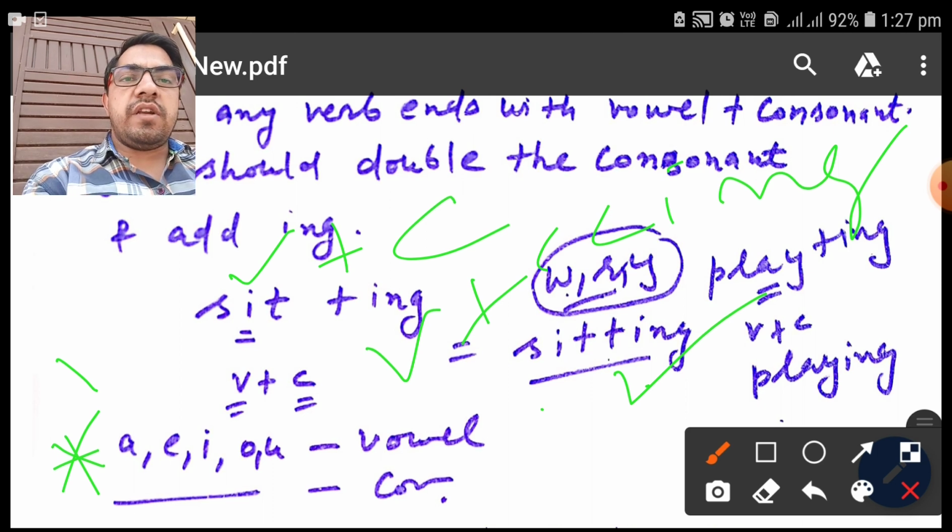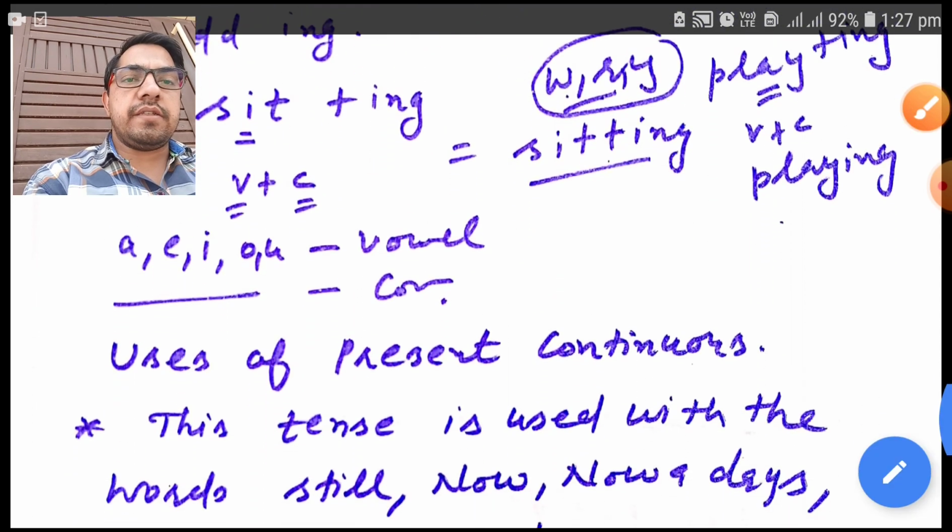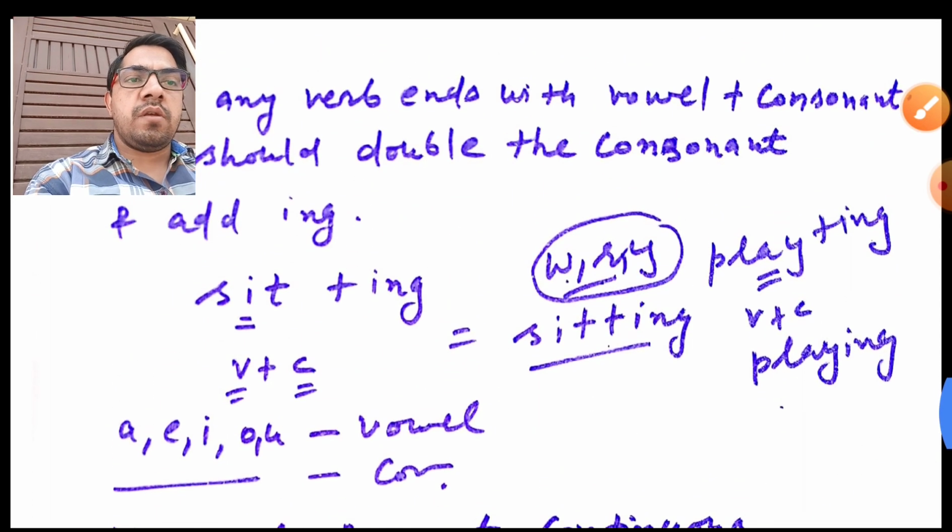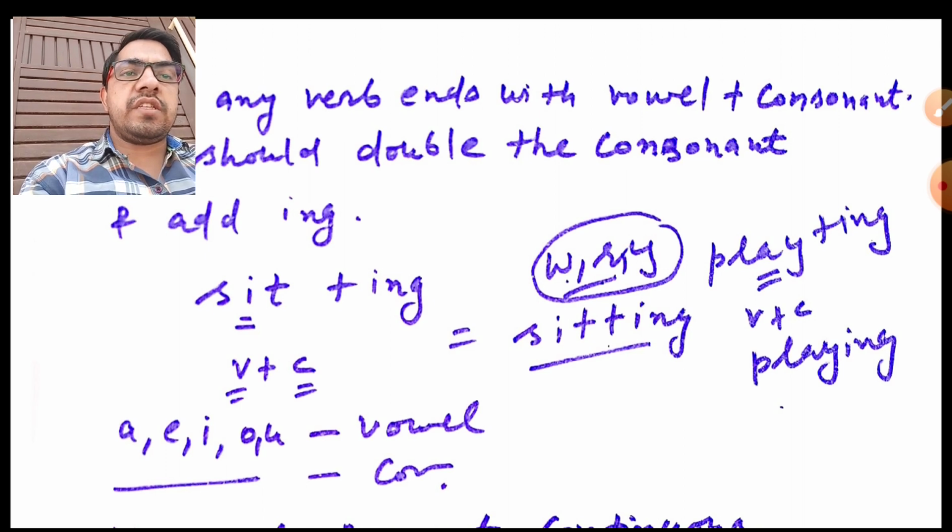In the last rule of how to add ing, when any verb ends with vowel plus consonant, we should double the consonant and add ing. We should not use this rule with these three consonants: w, r, y.